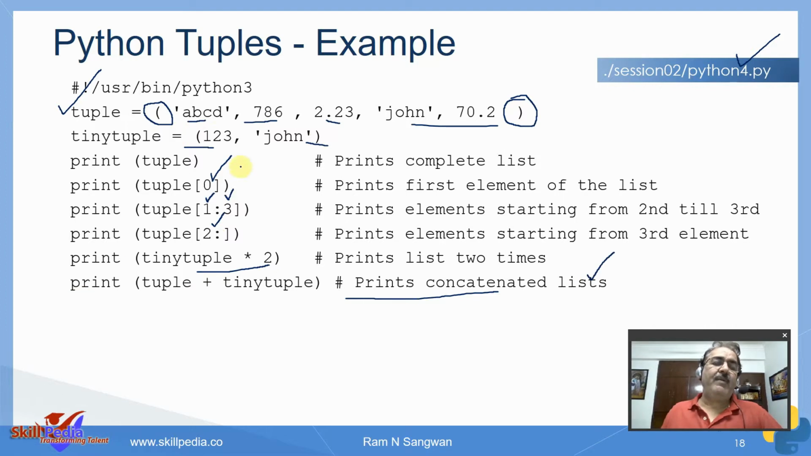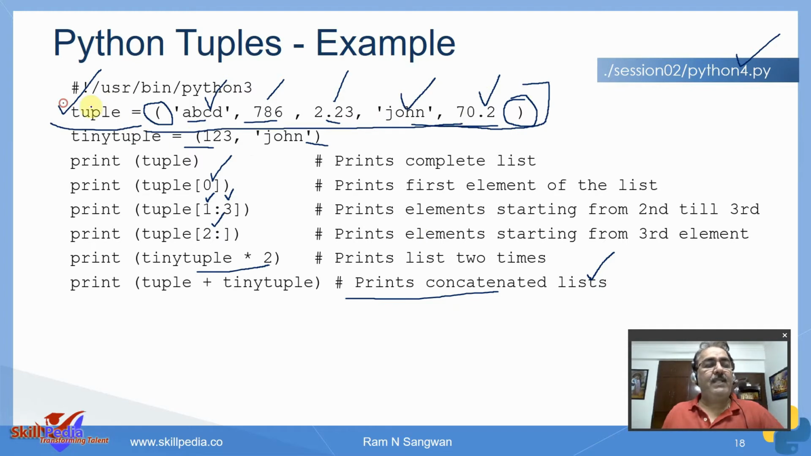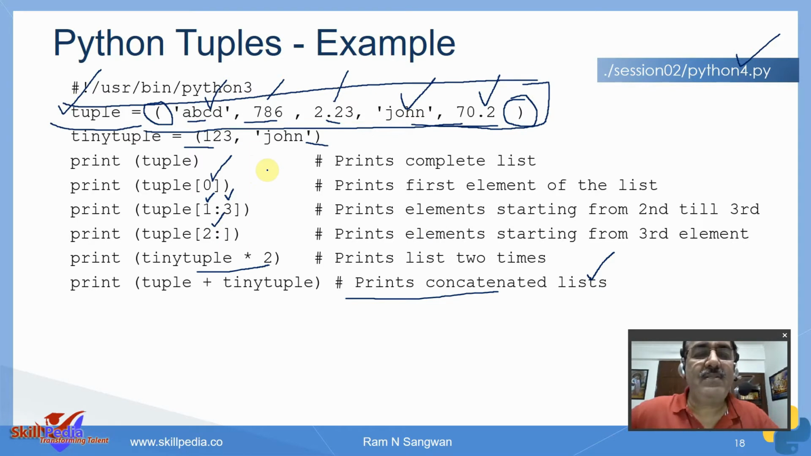That's why they cannot be updated. You cannot assign a new value to an element. You cannot change the elements. In a list we can change them. These values make it read only. So that's the only difference. Tuples are read-only variables. Lists are updatable. Their values can be changed. Their elements can be updated. You can replace a value.